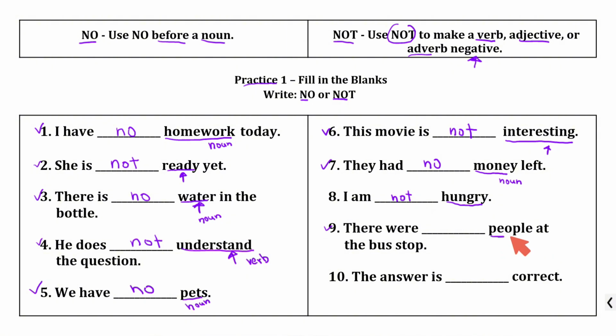Number nine, there were blank space people at the bus stop. Let's look at the word people. People is a noun. Therefore, we use no. There were no people at the bus stop. Number 10. The answer is blank space correct. For this one, we have to use not. The answer is not correct.